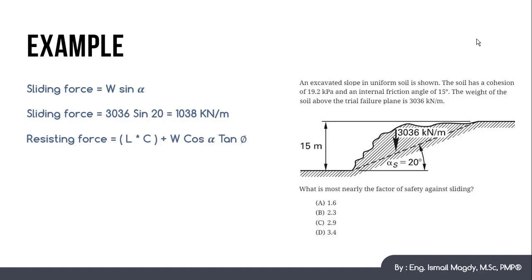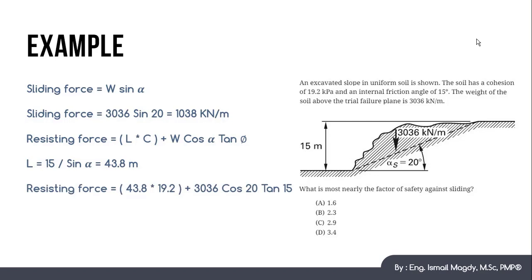After that, we will start calculating the resisting force, which equals L multiplied by C plus W cosine alpha tan phi. We want to calculate the L. We can calculate it from this triangle. It equals 15 over sine alpha, which is 20 degrees. So 15 over sine 20 equals 43.8 meters, which is the diagonal length of this slope.